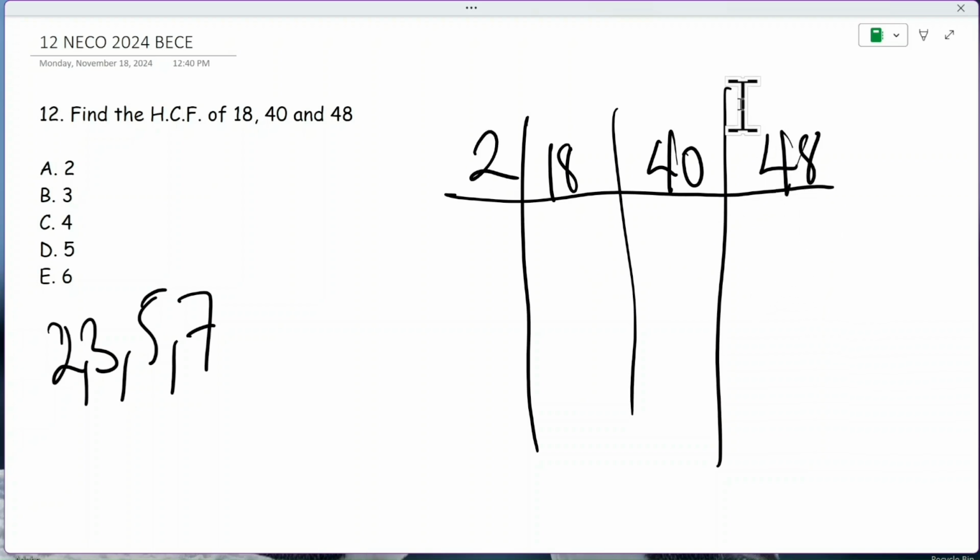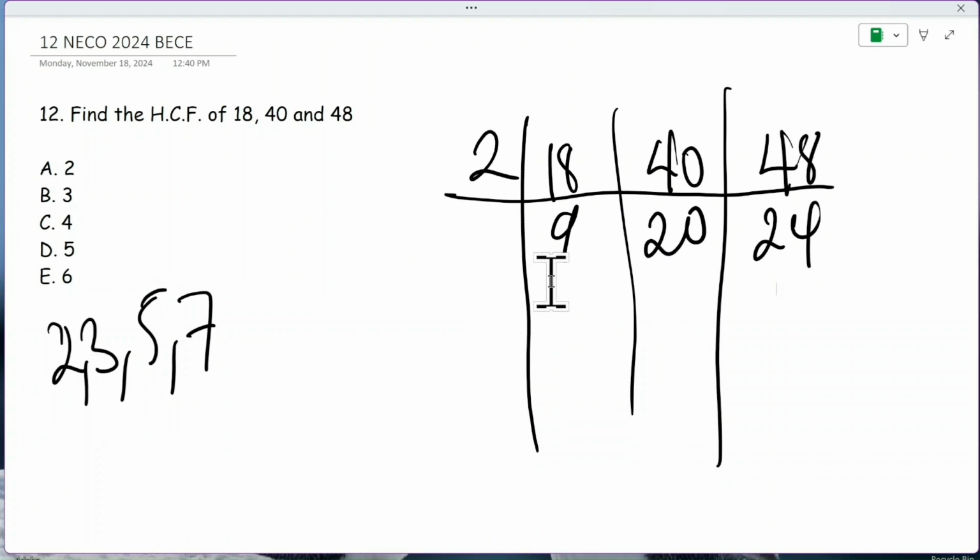So we'll go with 2 in 18. 2 in 18 is 9, or 18 divided by 2 is 9. 40 divided by 2, or 2 in 40, is 20. Then 2 in 48 is 24. We have now seen that 2 can go in all of these numbers, but 2 can't go in 9, so we can't use 2 again. 3 can go in 9 but can't go in 20, so we can't use 3.